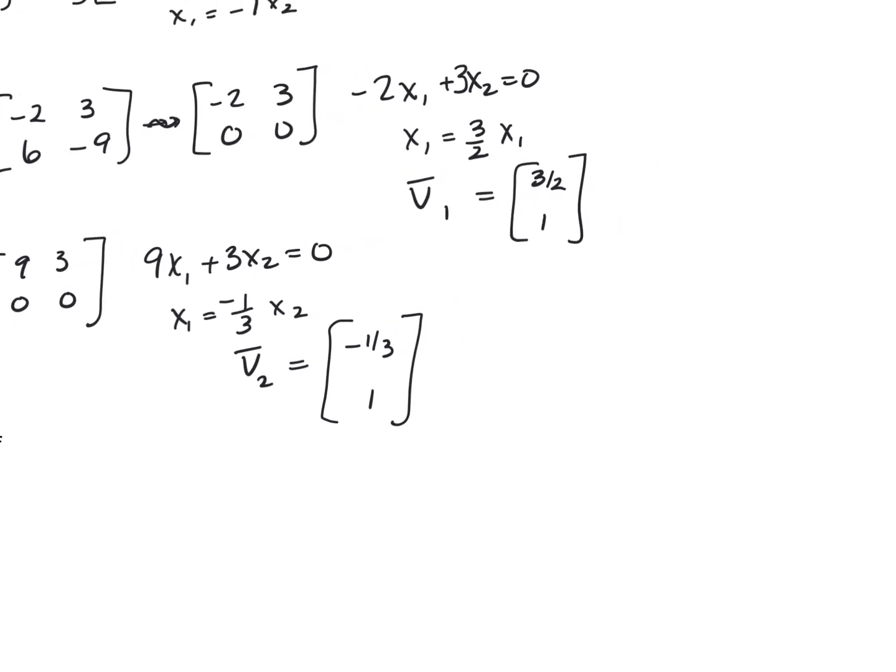Just as a friendly reminder, what is the null space and where am I getting these numbers? Basically, this position is how x sub 1 is expressed in terms of x sub 2, and this position is how x sub 2 is expressed in terms of x sub 2. That's why it's going to be 1 always in those positions.